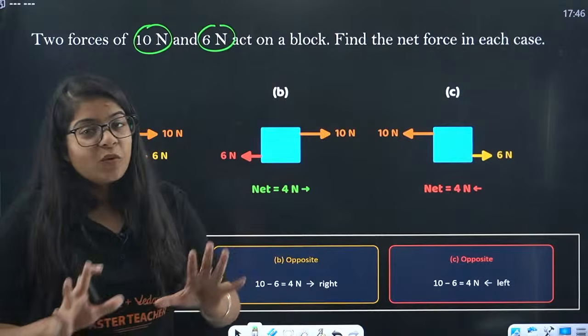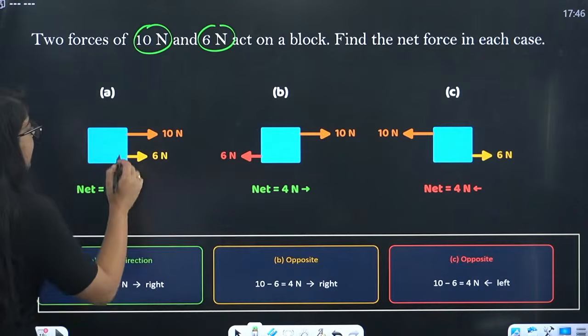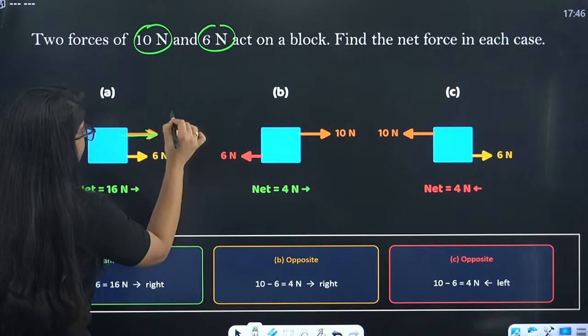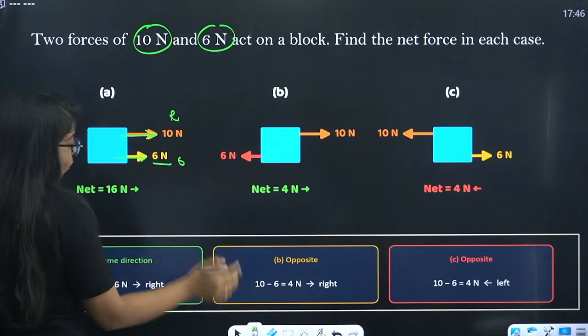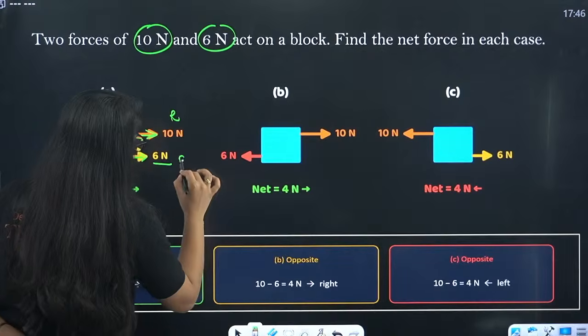Now, let's look at the first block. Okay, beta. This is 10 Newton on the right hand side. This is also 6 Newton on the right hand side. What do you think will happen?